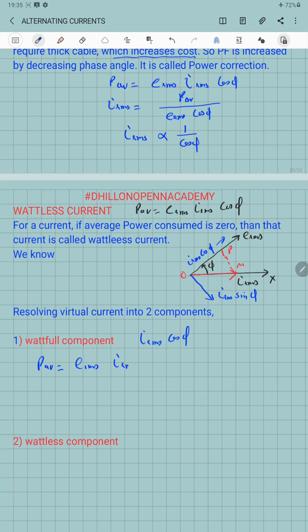So here the average power consumed by this particular current is given by ERMS into the component of the current, that is IRMS into cos phi, multiplied by cos of the phase angle between ERMS and IRMS cos phi. Both are inclined in the same direction, so the angle between them is 0. So it will be cos 0. So average power consumed will be ERMS into IRMS into cos phi. So this is the actual power or the true power consumed in the circuit.